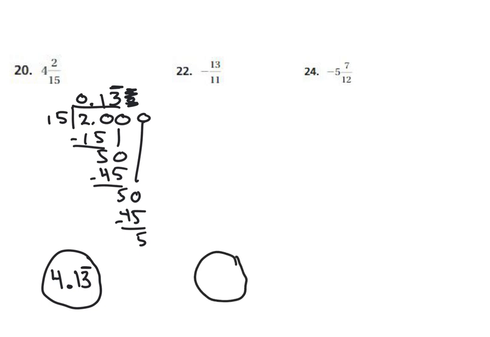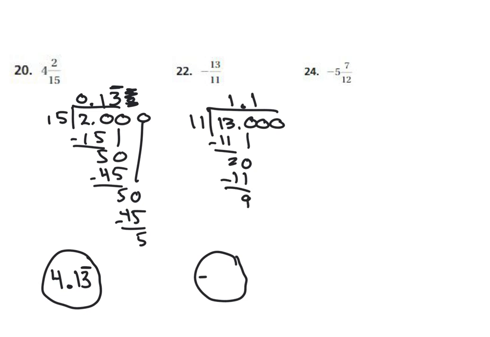Number 22, we know whatever we get for 13/11ths is going to end up being negative. So now we can do 13 divided by 11. 11 goes into 13 once. 1 times 11 is 11, so take away and bring down. 11 goes into 20 once. 1 times 11 is 11. Subtract and bring down. 11 goes into 90 8 times. 8 times 11 is 88.